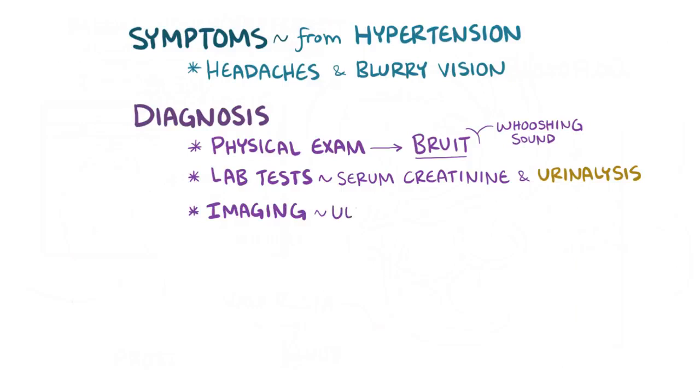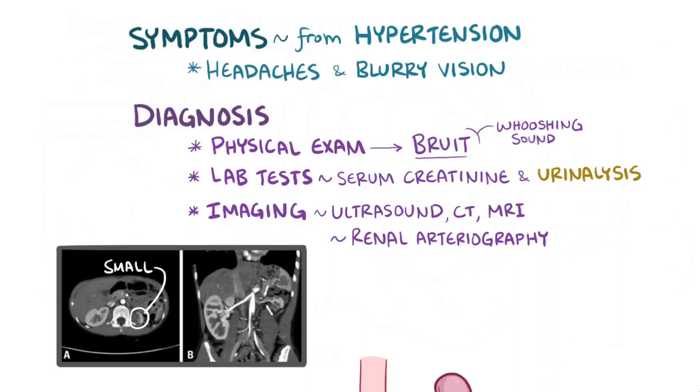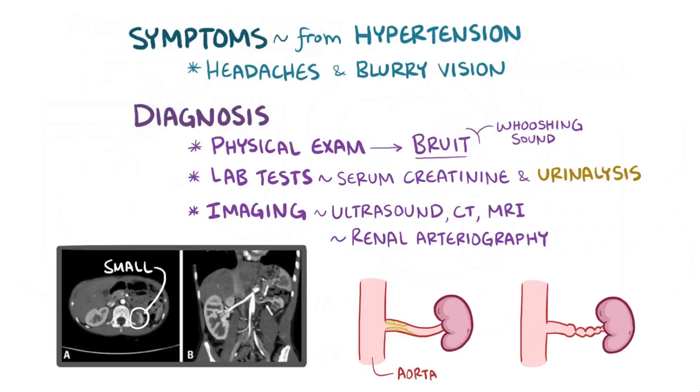And imaging studies like ultrasound, CT scan, and MRI can visualize the kidney. For example, in this CT scan of the abdomen, the atrophied kidney is a lot smaller than the healthy one on the other side. Ultimately, since the problem's in the renal artery, a renal arteriography can be done to visualize the renal artery with dye, to see if there's evidence of a blockage. Generally, atherosclerosis forms in the beginning portion of the renal artery, where it branches from the aorta, whereas fibromuscular dysplasia develops in the middle to far end of the renal artery, nearest to the kidney.